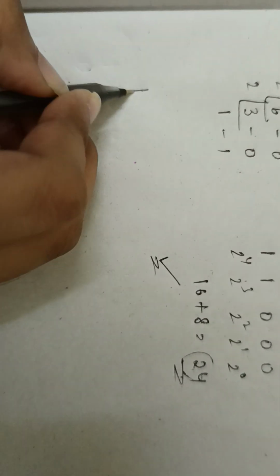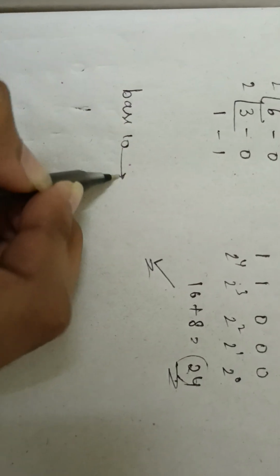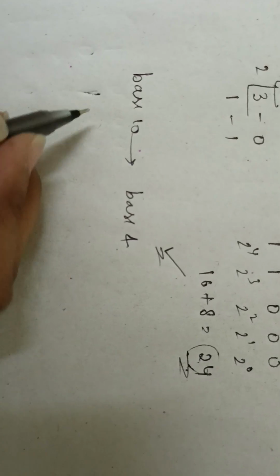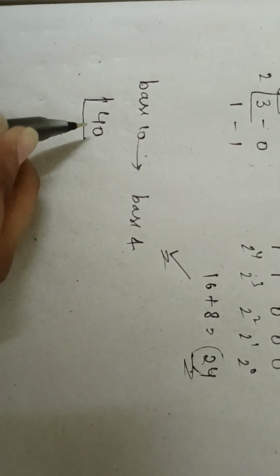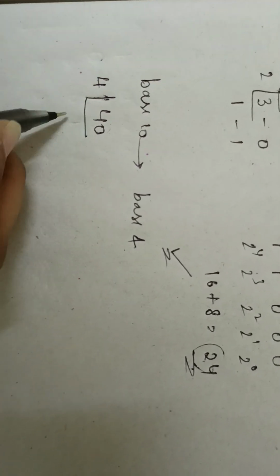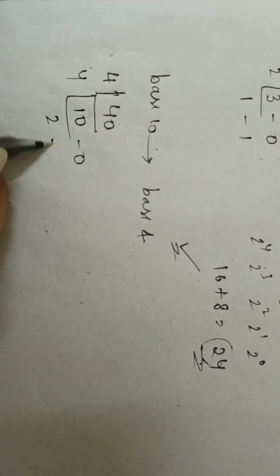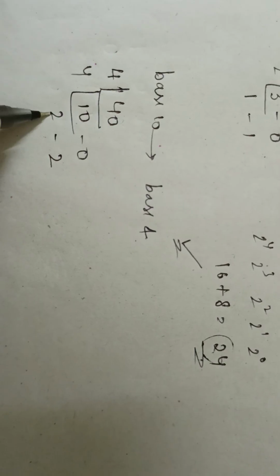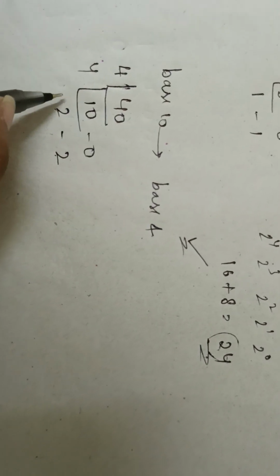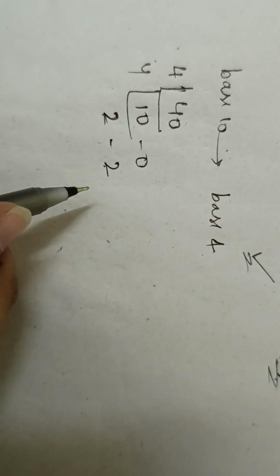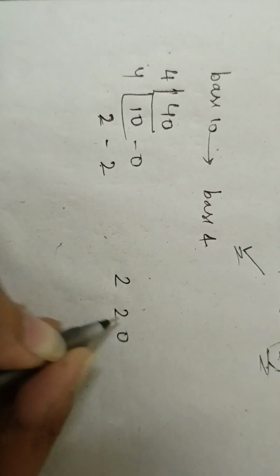Now converting a base 10 number into base 4. Let us take an example, 40. Now divide this by 4. 4 tens are 40, the remainder is 0. 4 2s are 8 and the remainder will be 0. Here the coefficient and here the remainder. Here we got the base 4 number as 220.